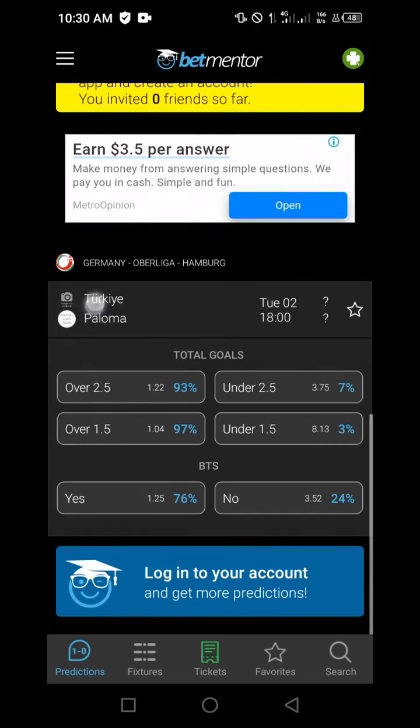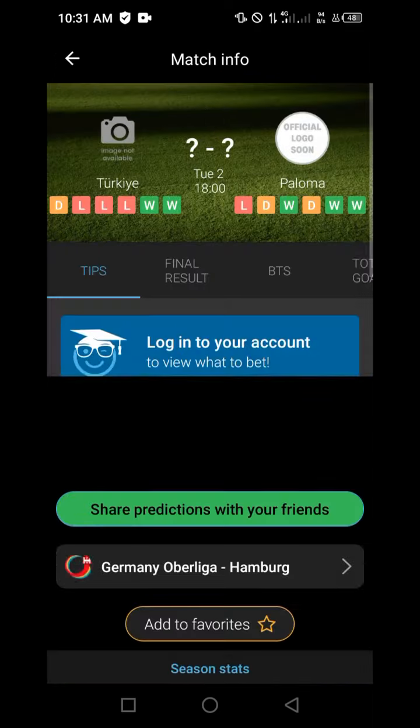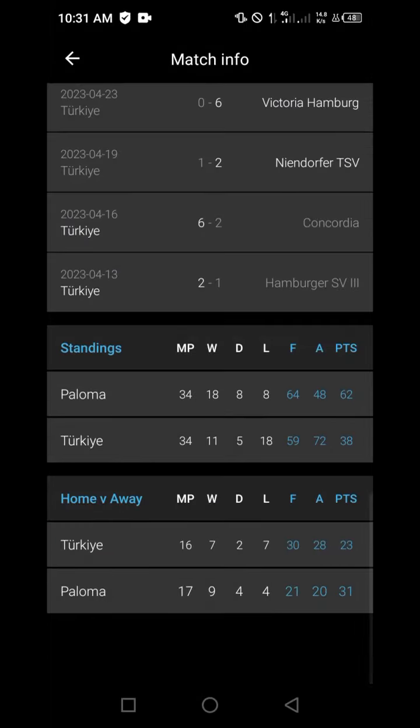Click the match directly to make the calculation with the calculator and come out with the best pick, as we have done for the last game calculation. Click on it directly and we'll be taken here. Once you are here, scroll right down to check the standings. Here in the standings, what you want to do is to take 64, which is the goals for, and divide by 34, which is the matches played, to know the rate at which Paloma score.